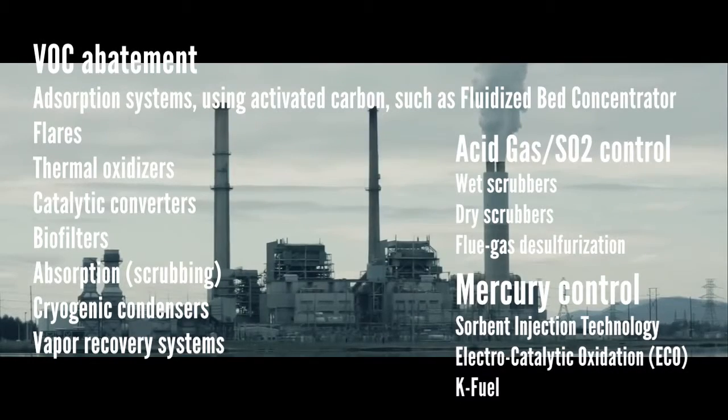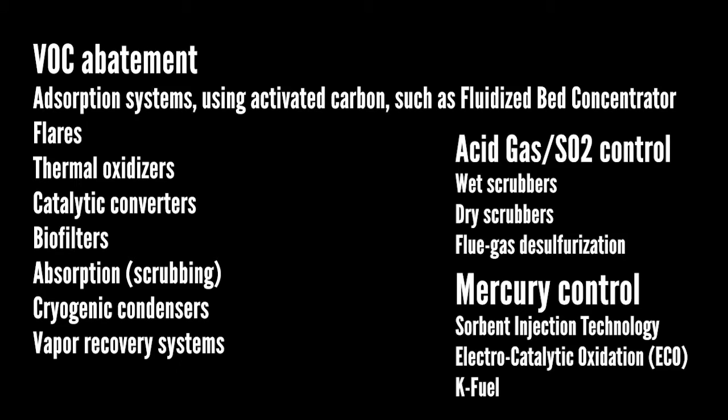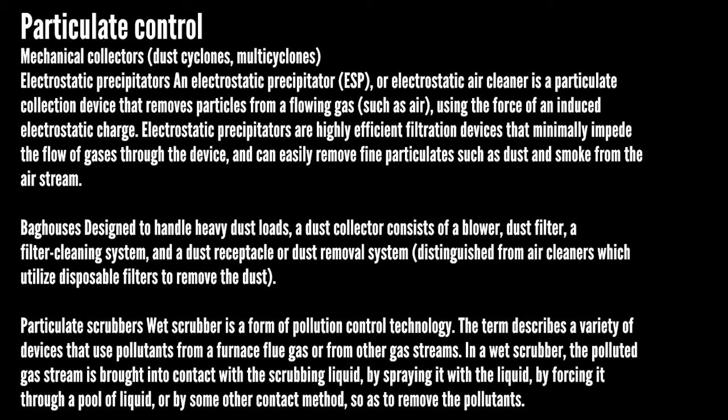They can either destroy contaminants or remove them from an exhaust stream before it is emitted into the atmosphere. Particulate control. Mechanical collectors, dust cyclones, multicyclones. Electrostatic precipitators. An electrostatic precipitator, ESP, or electrostatic air cleaner is a particulate collection device that removes particles from a flowing gas, such as air, using the force of an induced electrostatic charge. Electrostatic precipitators are highly efficient filtration devices that minimally impede the flow of gases through the device, and can easily remove fine particulates such as dust and smoke from the airstream.